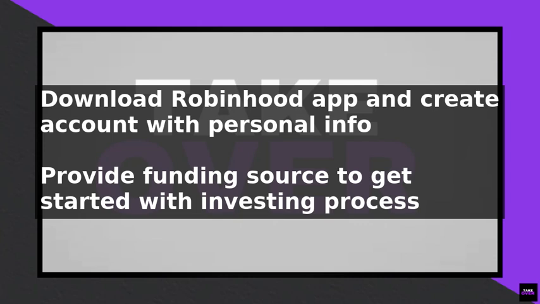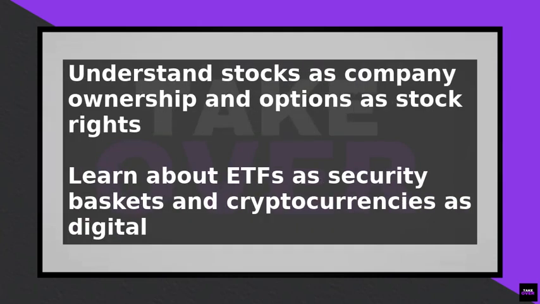First, understand the different types of investment options available on Robinhood, including stocks, options, ETFs, and cryptocurrencies. Stocks represent ownership in companies. Options give you the right to buy or sell stocks at a set price. ETFs are baskets of securities that track an index. And cryptocurrencies are digital currencies.